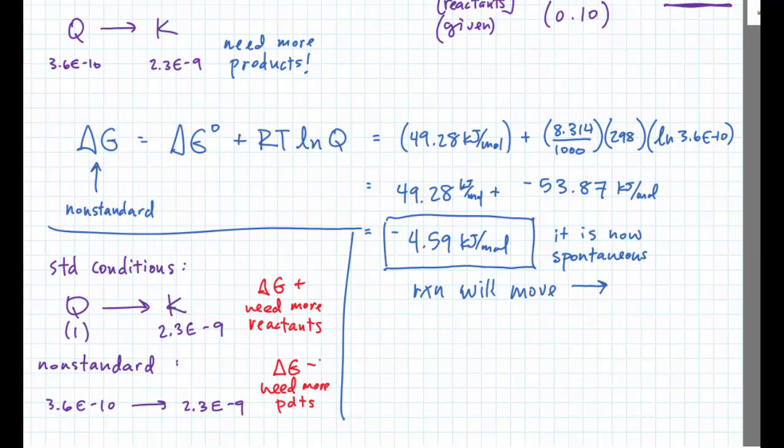Okay? If we had a large K, if K was 10 to the 7 or something like that, we would go from standard conditions to make more products. Right? And if our non-standard conditions were even bigger than that, we would have to go backwards to make more reactants. Okay? So, thinking about Q approaching K, K being sort of like the end point, Q being whatever we start with, standard conditions means Q is 1. Okay? I think that's a nice way to think of it.